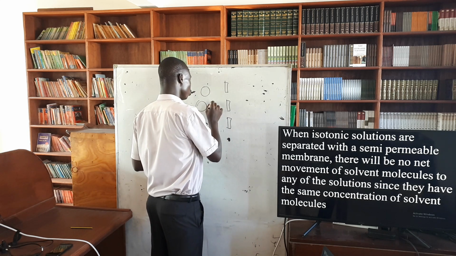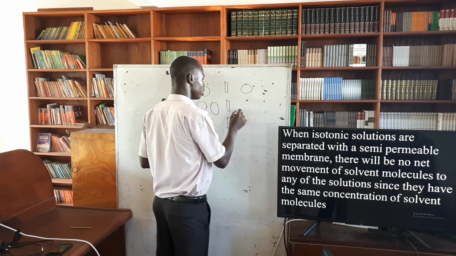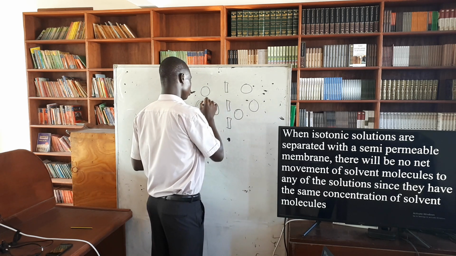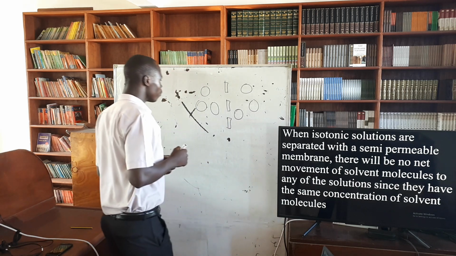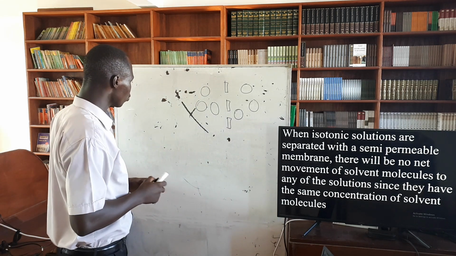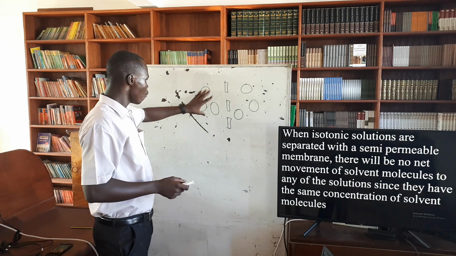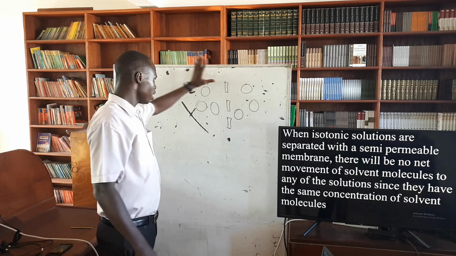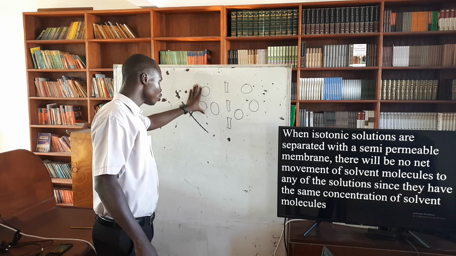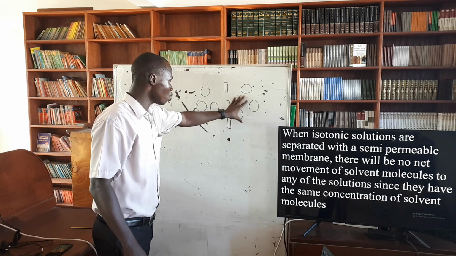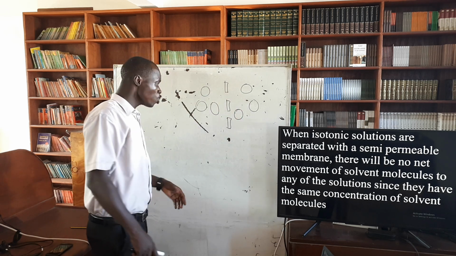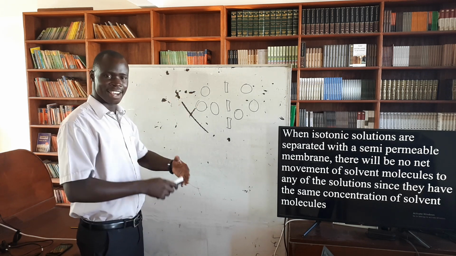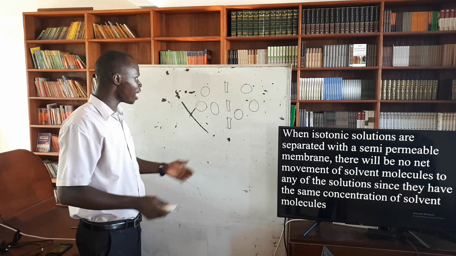one, two, three, four. Now we have a scenario whereby we are having 4 water molecules this side, 4 water molecules this side, 3 solute molecules, 3 solute molecules. So you find that this kind of solution is the same. It is isotonic.